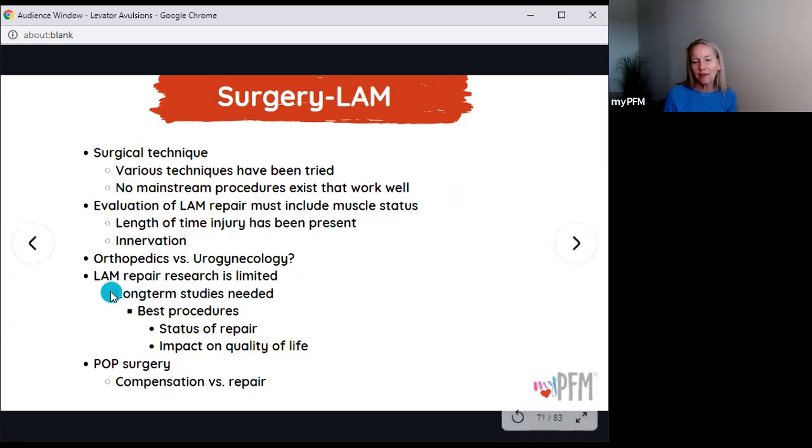Long-term levator ani muscle repair research is limited. Long-term studies are needed. We need to know what the best procedures are, the status of the repair, and the impact on quality of life. And another reminder here that pelvic organ prolapse surgery isn't a levator ani muscle repair. The prolapse surgery is compensating for that muscle injury. It's not repairing the muscle.